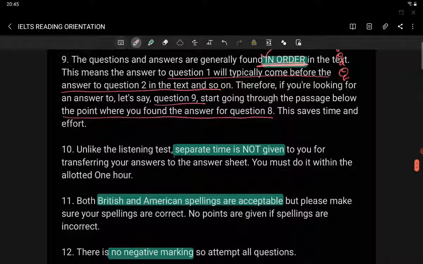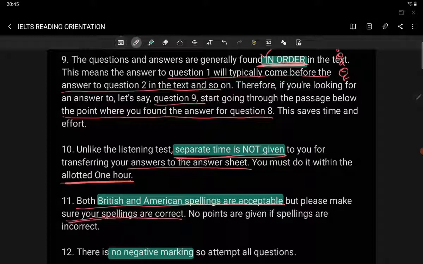Unlike the listening test, separate time is not given to transfer your answers to the answer sheet. So over here, you have to start writing in your answer sheet simultaneously. You have to do it within the allotted 1 hour. So no extra 10 minutes will be given. Kindly, within that 1 hour, write everything you have to write in your answer sheet. Once again, both British and American spellings are acceptable, but please make sure your spellings are correct. If they are not correct, your marks will be cut even if your answer was correct.